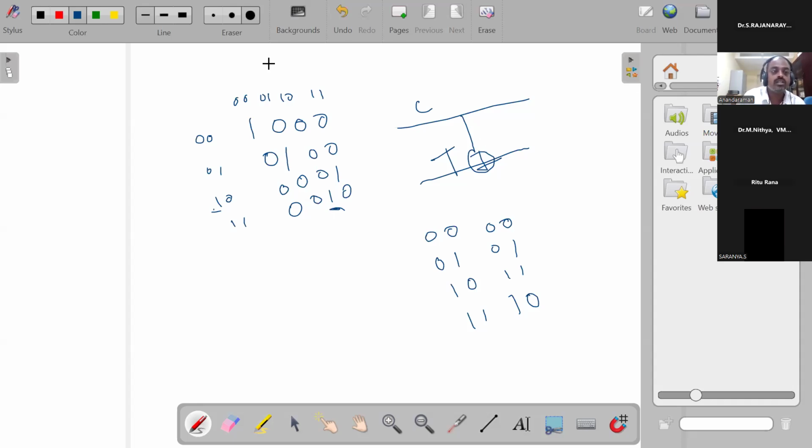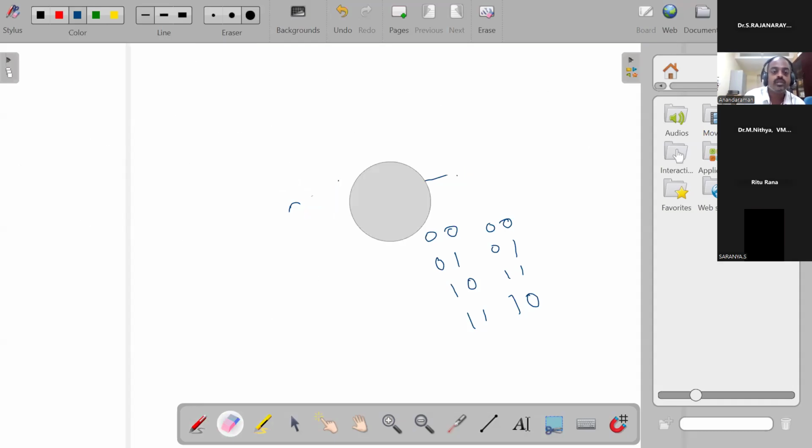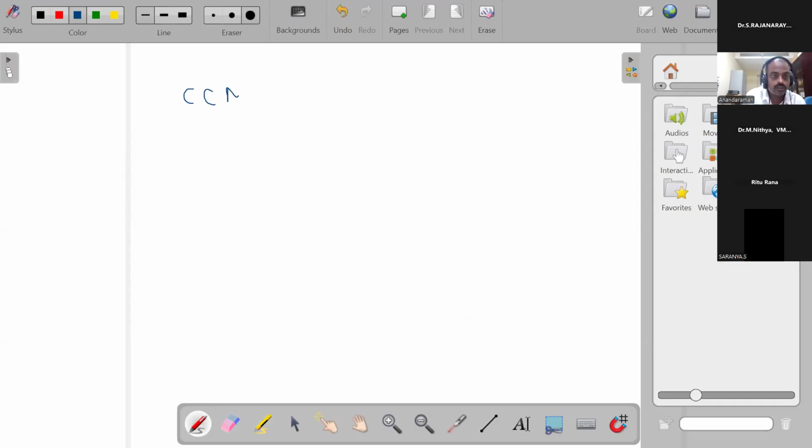Similarly, another gate is called the Toffoli gate. Toffoli gate is a 3 qubit gate. That is the CC-NOT gate, control-control-NOT. So 2 qubits will be control and the third qubit will be target. So here control, here control, and here negation. Okay. This is also called the Toffoli gate.